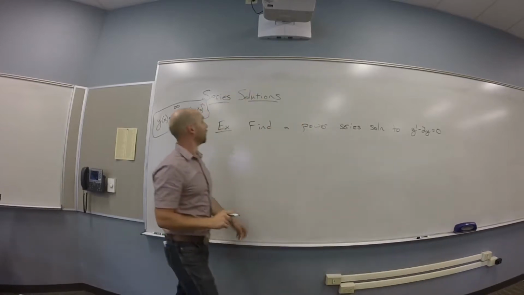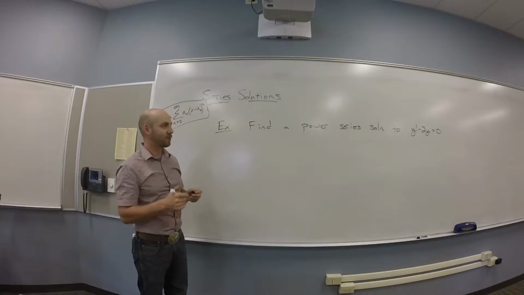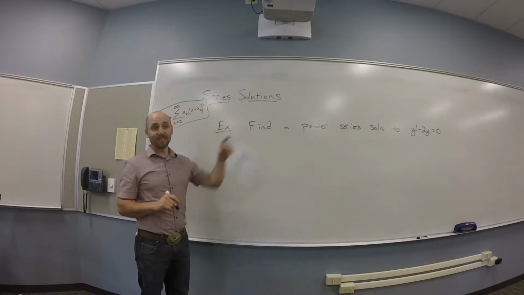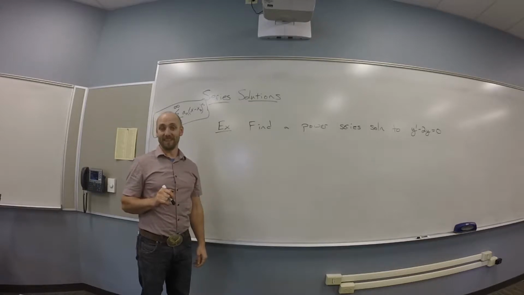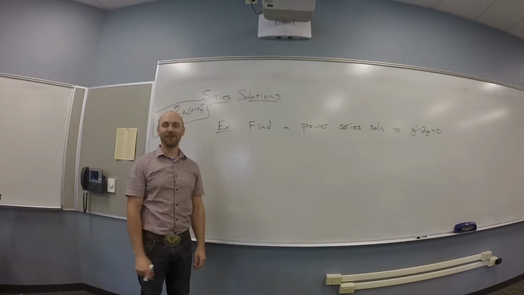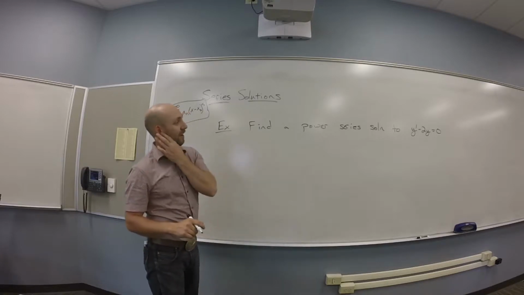Okay, so let's try an example. Let's see if we can find a power series solution to y prime minus 2y is 0. What's the solution to y prime minus 2y is 0? e to the 2x. If it doesn't work on this, it ain't going to work on anything, right? So I think I need to what?